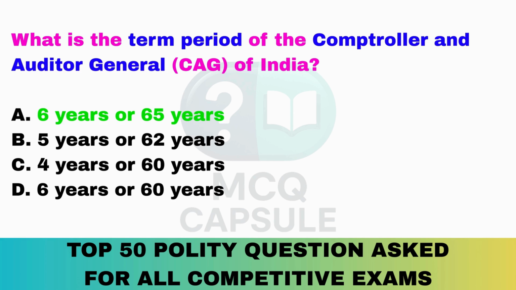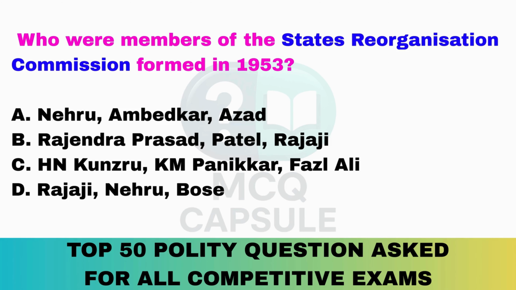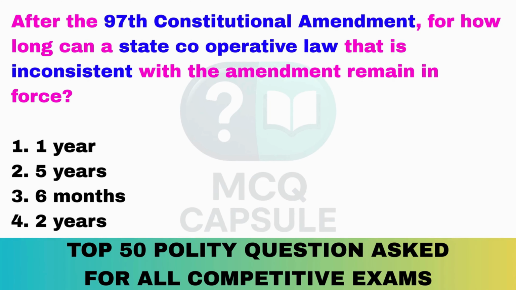6 years or 65 years. Which constitutional amendment removed the right to property from the list of fundamental rights in India? 44th Amendment Act, 1978. Who were the members of the States Reorganization Commission formed in 1953? H.N. Kunzru, Panikkar, Fazl Ali. After the 97th Constitutional Amendment, for how long can a state cooperative law that is inconsistent with the amendment remain in force?